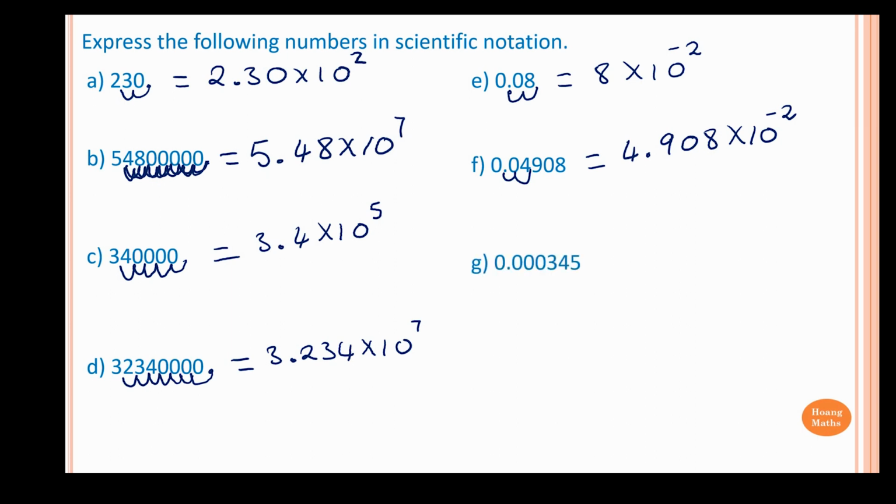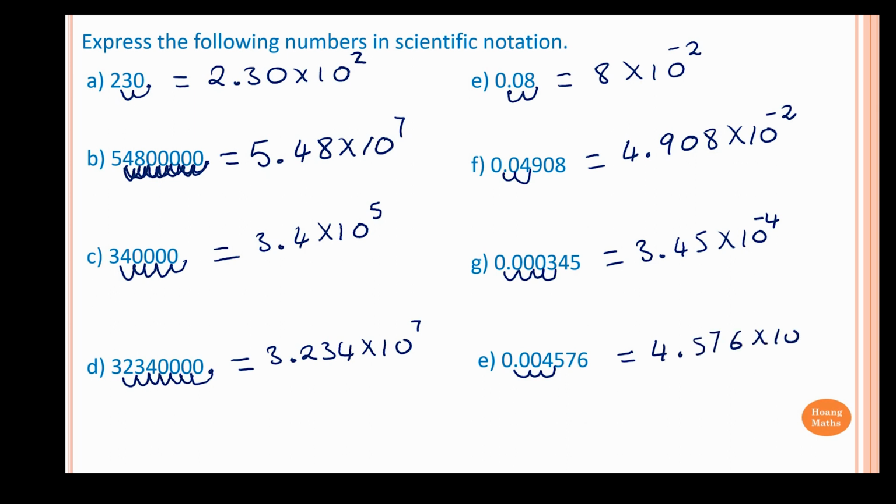G. We move 1, move 2, move 3, move 4. So 3.45 times 10 to the power of 4, but it is negative. Last one. To do this again, we just move 1, 2, 3 to the right. 4.576 times 10 to the power of 3, but it's negative.